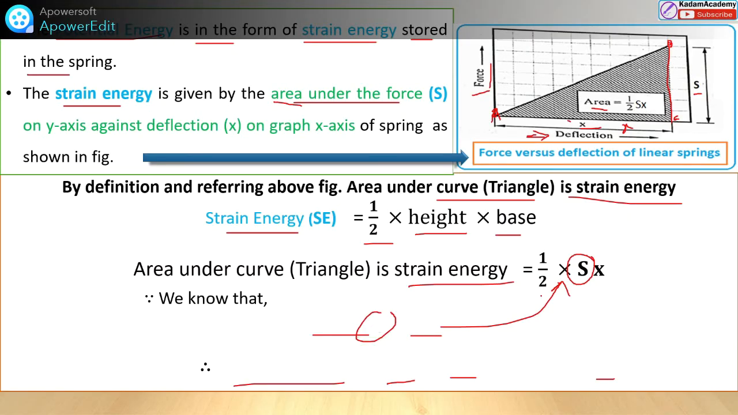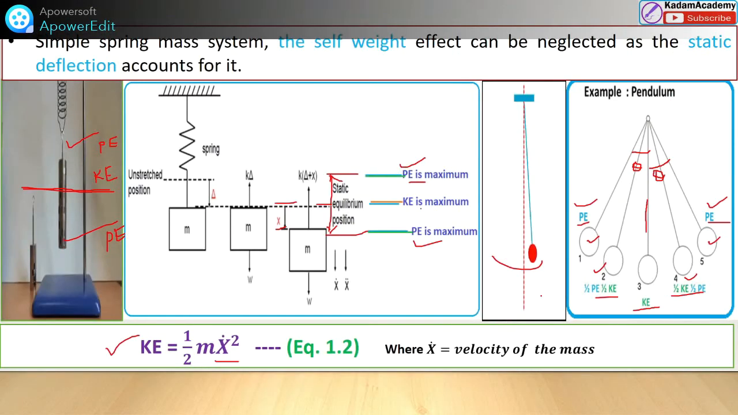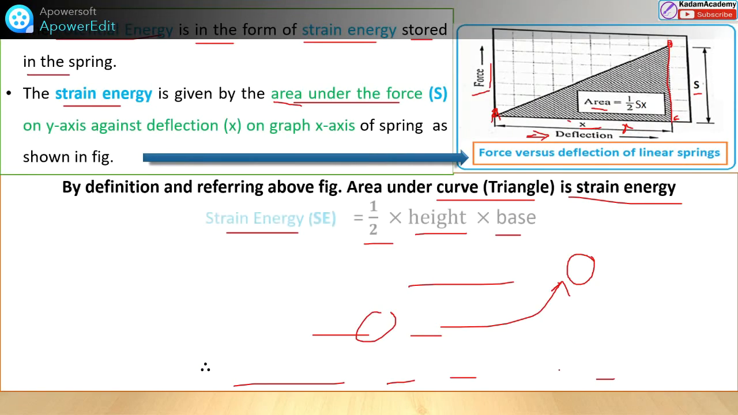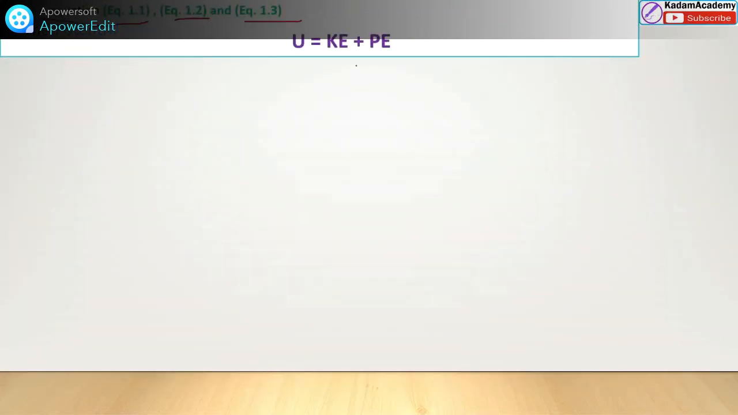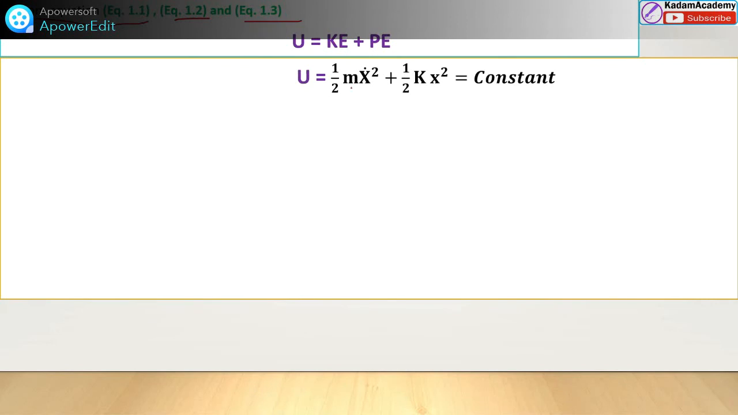So 1.1 and 1.2 are over. Now these three equations, 1.1, 1.2 and the 1.3, we have studied. So here you can write equations 1.1 and 1.2 together. This is the total equation you can write here.